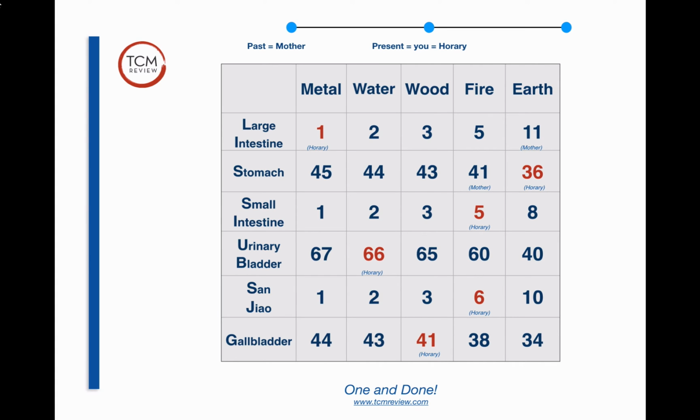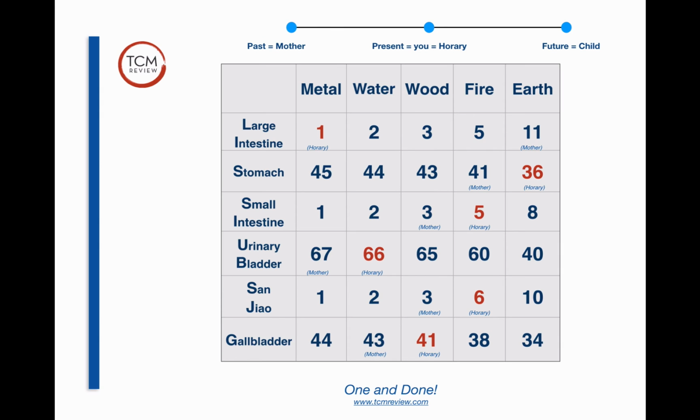That's our mother. For small intestine, it would be small intestine 3. For bladder, it would be bladder 67. For Sanjiao or triple energizer or triple burner, it would be triple burner 3. And for gallbladder, it would be gallbladder 43. Okay. Then we have our future, which is our child.